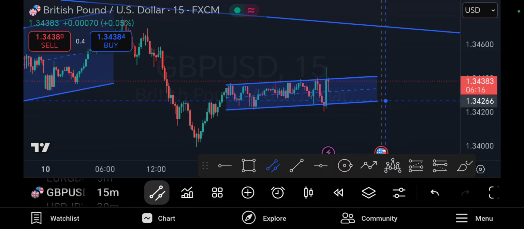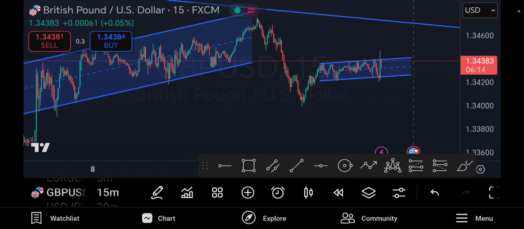See, this is what I'm seeing. So we can expect the sales to come in from there. This, and that's GBP USD.